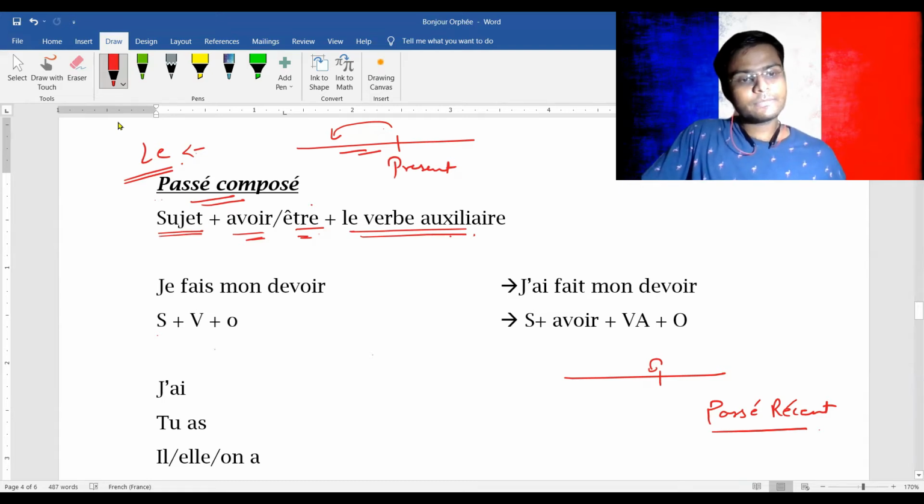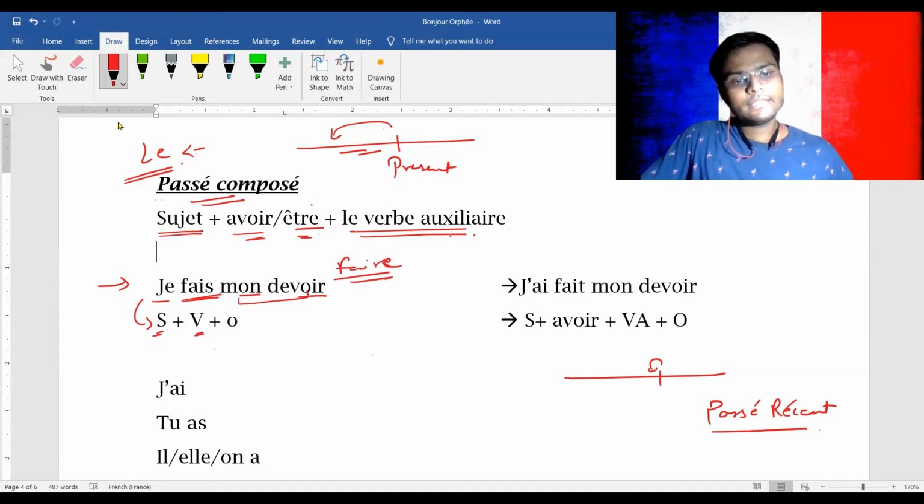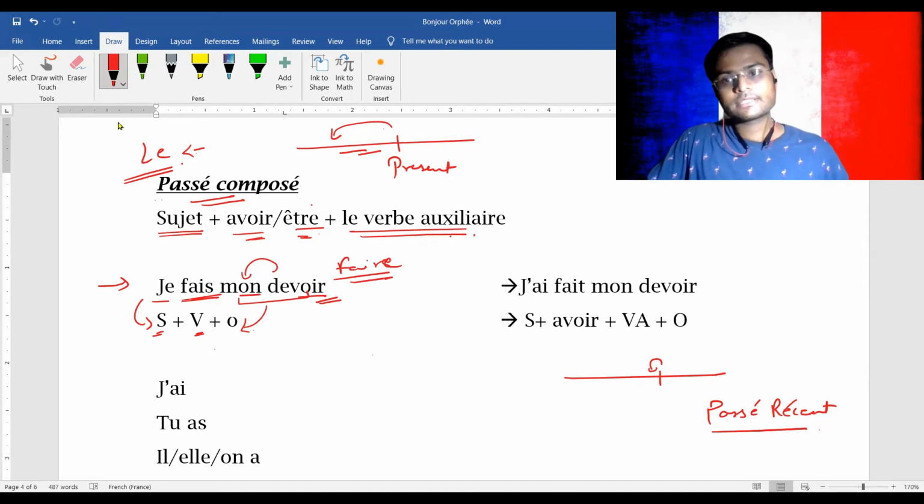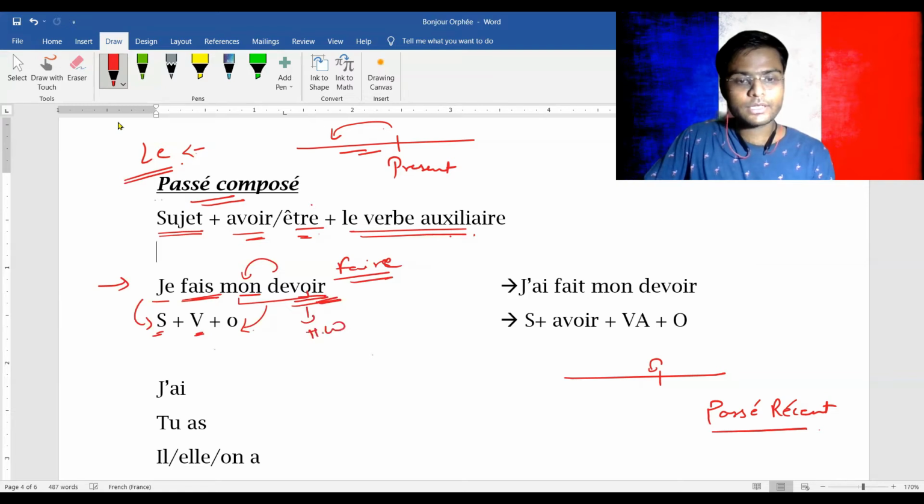So suppose in present tense the sentence is je fais mon devoir. Je is the subject, fais is the verb faire. Faire means to do. And then this is the object. Keep in mind one thing, devoir is a verb also, and devoir is a noun also. Here devoir is a noun, because there is mon. If you have not seen the video concerning mon, ma, mes, then I'm going to leave the link in the description section. And devoir is your homework in the French language.